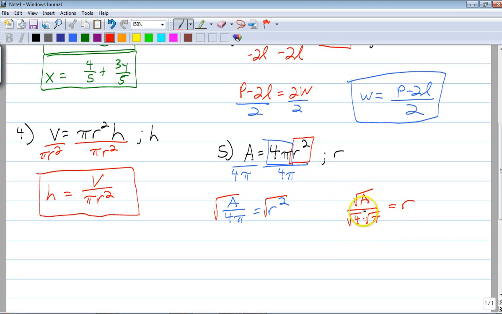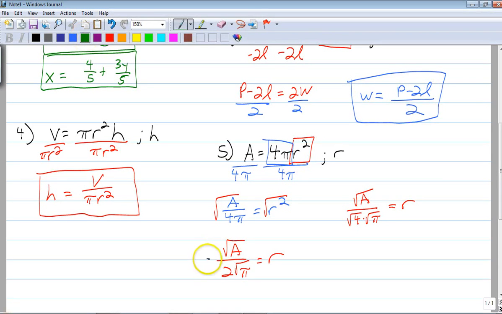Alright, so we're almost done, but there's a problem. This is not simplified to my liking. If you write it as square root of a over 2 square root of pi, we still have a problem. There is a square root on the bottom, and you guys will get to know that we never, ever, ever like to have square roots on the bottom. Okay, so we need to rationalize the denominator, so let's do that.